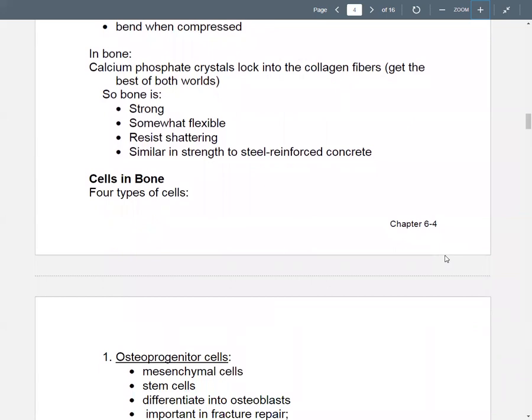So in your bone, your calcium phosphate is going to connect with the collagen fibers. So you get some strength, you also get some flexibility. You get some ability to resist shattering. Okay, and very similar in terms of its strength to concrete that's been reinforced with steel. Okay, so bones are very strong.